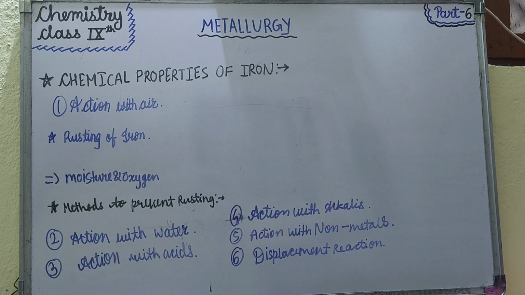Then there are two facts. After that we will see steel, manufacture of steel by the open hearth process, advantages of the open hearth process, its uses, then alloys, types of alloys. This all we will see in part 7, and part 7 will be the last part of this chapter, metallurgy. I hope you have understood till this. Let us meet in part 7.